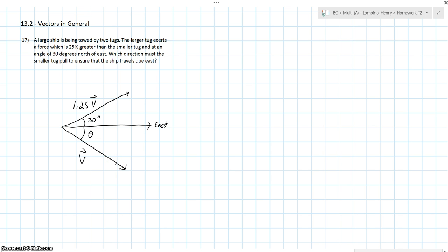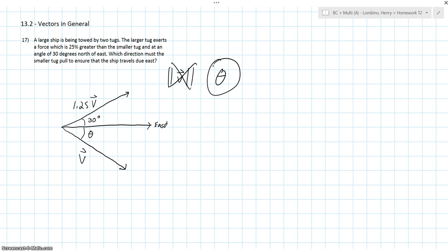So the nice thing to know is that we do not need the magnitude of v. We don't need to find that. We're just looking for the direction. So all we're looking for is theta. This is what we're looking for right now. So that's what we're going to be looking for in the problem. So let's look at this. Okay, so what do we know?